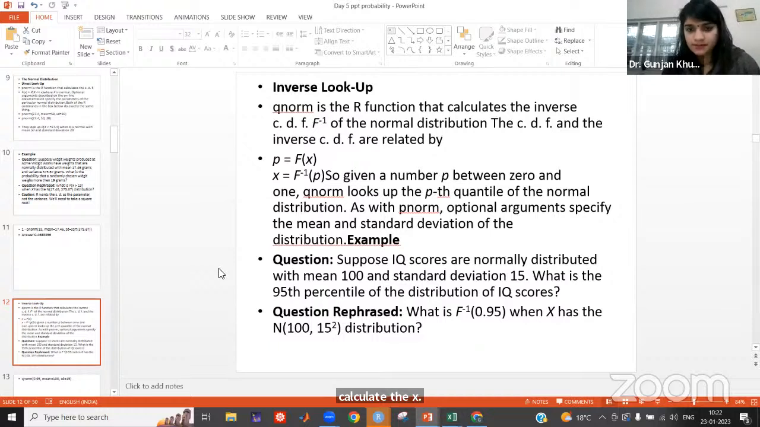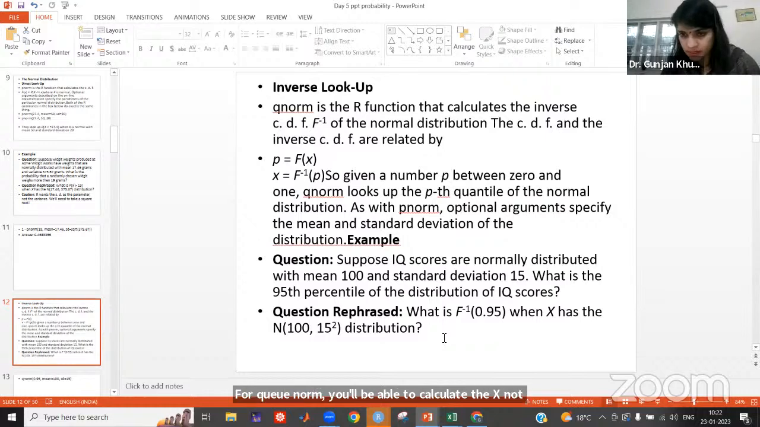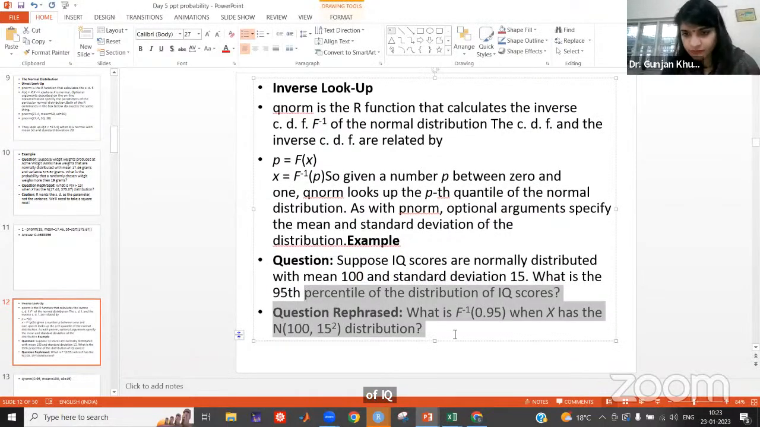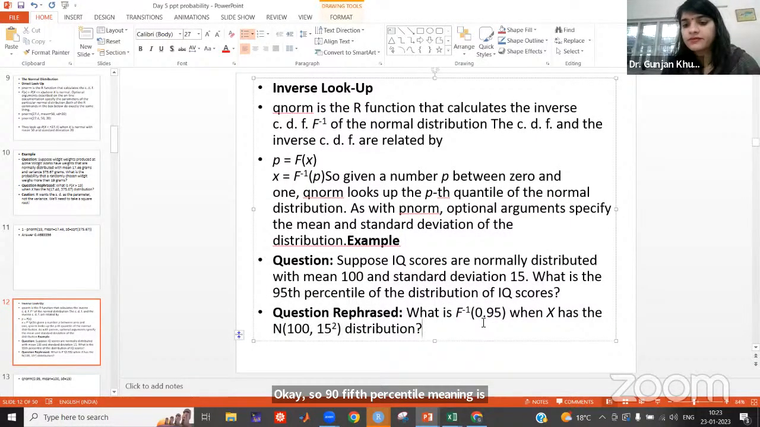For example, suppose IQ scores are normally distributed with mean 100 and standard deviation 15. What is the 95th percentile of the distribution of IQ scores? So what does 95th percentile mean? You have to calculate capital F inverse 0.95 when X has the distribution.